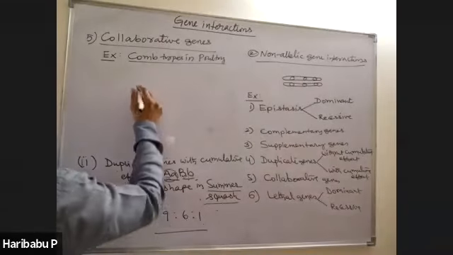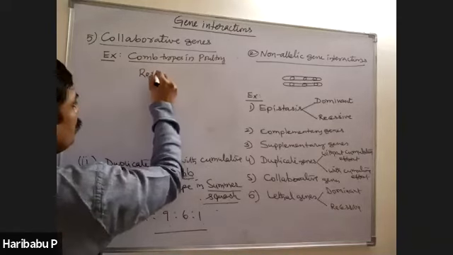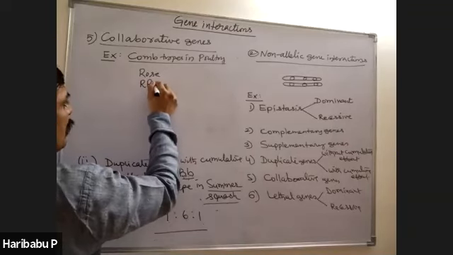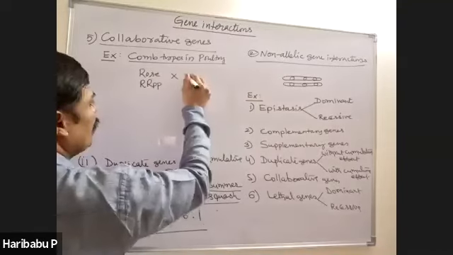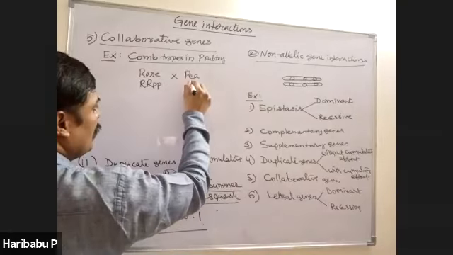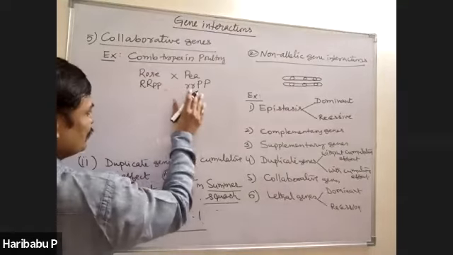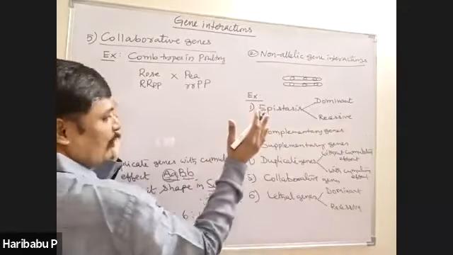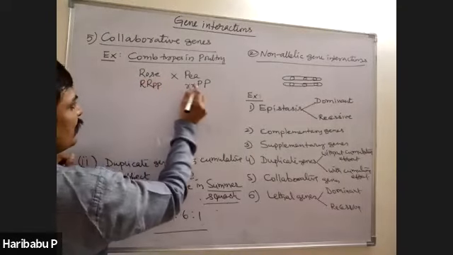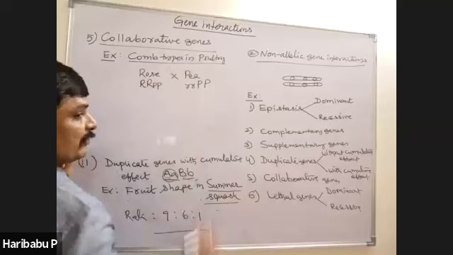For example, here, rose comb is controlled by capital R, small p, small p. Similarly, pea comb, another kind of comb, is small r, capital P. I told you already that. Two genes, two dominant genes at two different loci. This one controls one character, this one controls another character. But in complementary gene interaction, both genes control the same character.